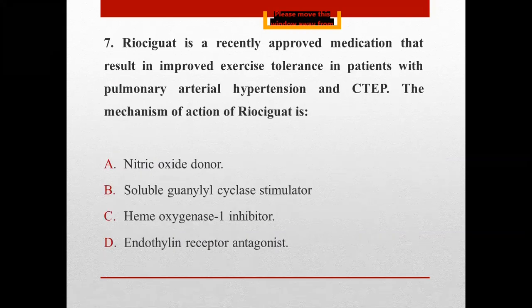Riociguat is a recently approved medication that results in improving the exercise tolerance in patients with pulmonary arterial hypertension and patients with chronic thromboembolic pulmonary hypertension. The mechanism of action of Riociguat is: nitric oxide donor, soluble guanylyl cyclase stimulator, heme oxygenase inhibitor, endothelin receptor antagonist. So I'm waiting for your answer.